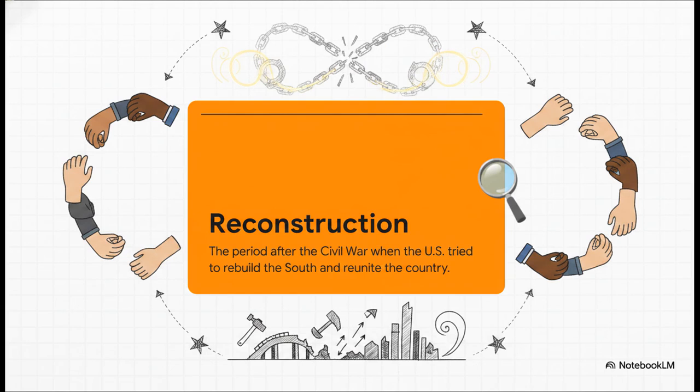All right, if you're making flashcards for an exam, you absolutely need to know our first essential term, Reconstruction. This was the era immediately following the Civil War when the U.S. government tried to physically and politically rebuild the South and reunite a deeply, deeply fractured country. And this wasn't just about repairing roads or bridges. It was about integrating formerly enslaved African Americans into society as free citizens. To give you an idea of the sheer scale here, this meant completely restructuring the lives and legal status of roughly 4 million newly freed people.